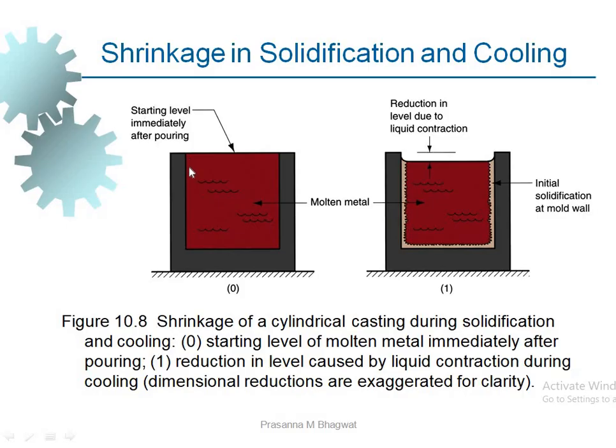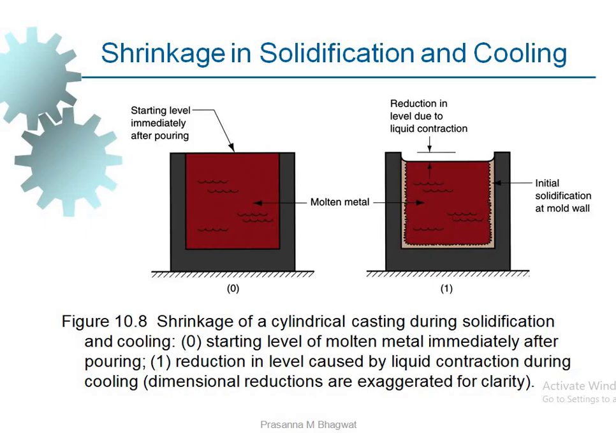Chilling effect means this part of the metal gets solidified quickly because the mold is at room temperature and the pouring temperature is higher. So the pouring metal temperature is higher and this mold is at room temperature, so there is a difference in temperature. That's why when it touches the mold wall, this particular metal solidifies immediately. That's why there is a reduction in the level, because this part gets solidified immediately.